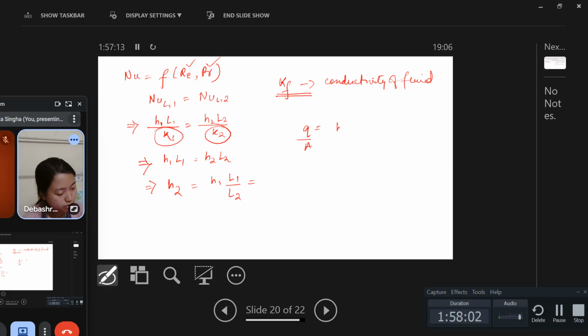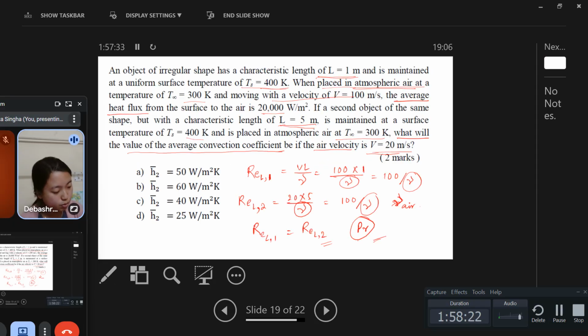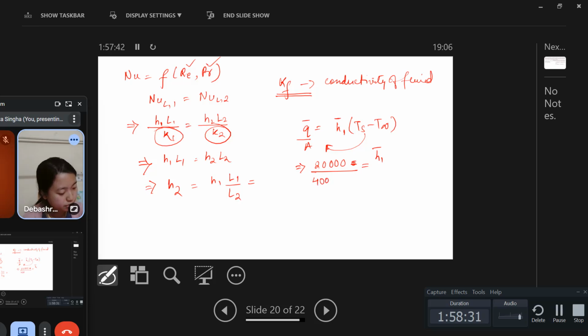Q divided by A is given. This is H into Ts minus T infinity. So this was 20,000, which is equal to H1 into Ts minus T infinity. Ts is given as 400, T infinity is 300, so 400 minus 300. So H1 bar is equal to 20,000 divided by 100, right? So it will become just 200 watt per meter square Kelvin.